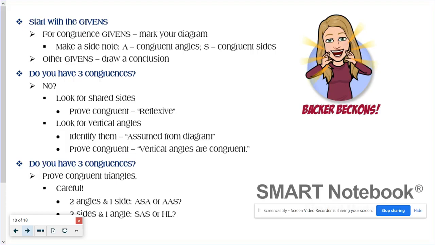Be careful. If you know of two pairs of corresponding congruent angles and one pair of corresponding congruent sides, is it angle, side, angle, or is it angle, angle, side? Likewise, if you know of two pairs of corresponding congruent sides and one pair of corresponding congruent angles, is it side, angle, side, or is it HL? So this is where marking our diagram is really going to help us determine that.